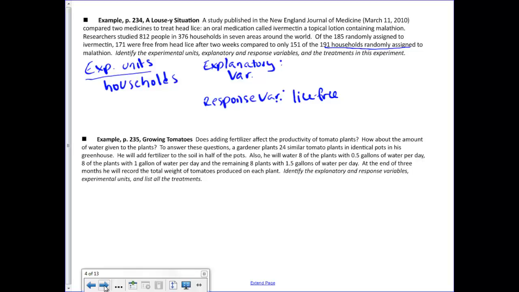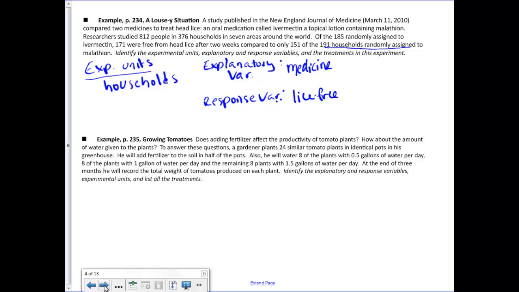We're giving these different households medicine and like a lotion, right? We've got an oral medicine and a lotion form of the medicine. So if we just say the medicines we give them is going to determine if they're lice-free, you've got your explanatory and you've got your response.